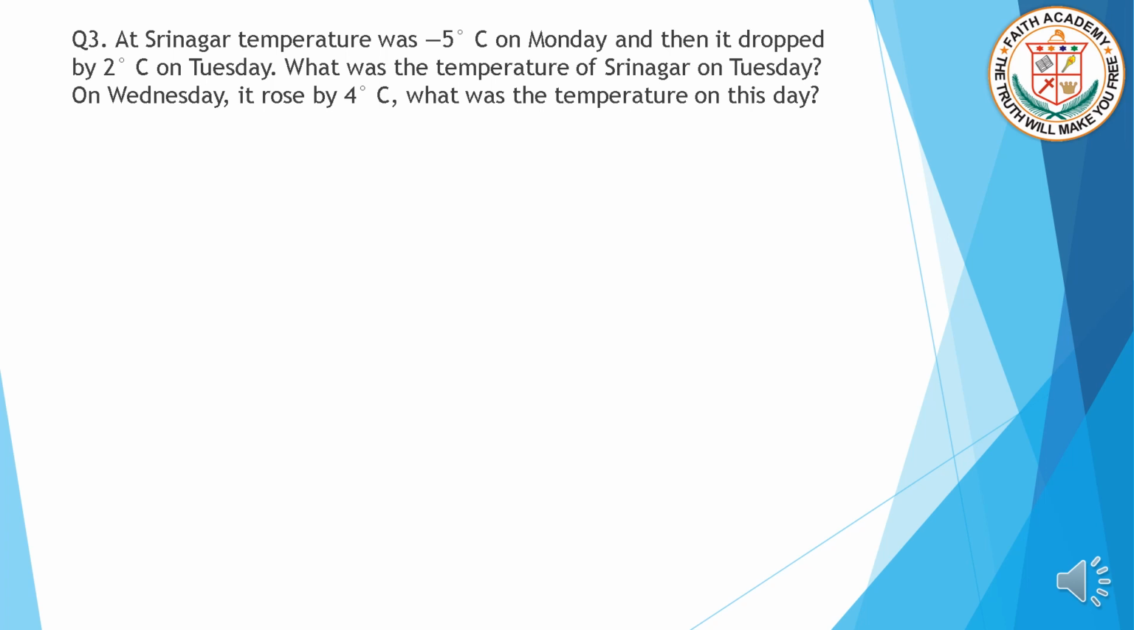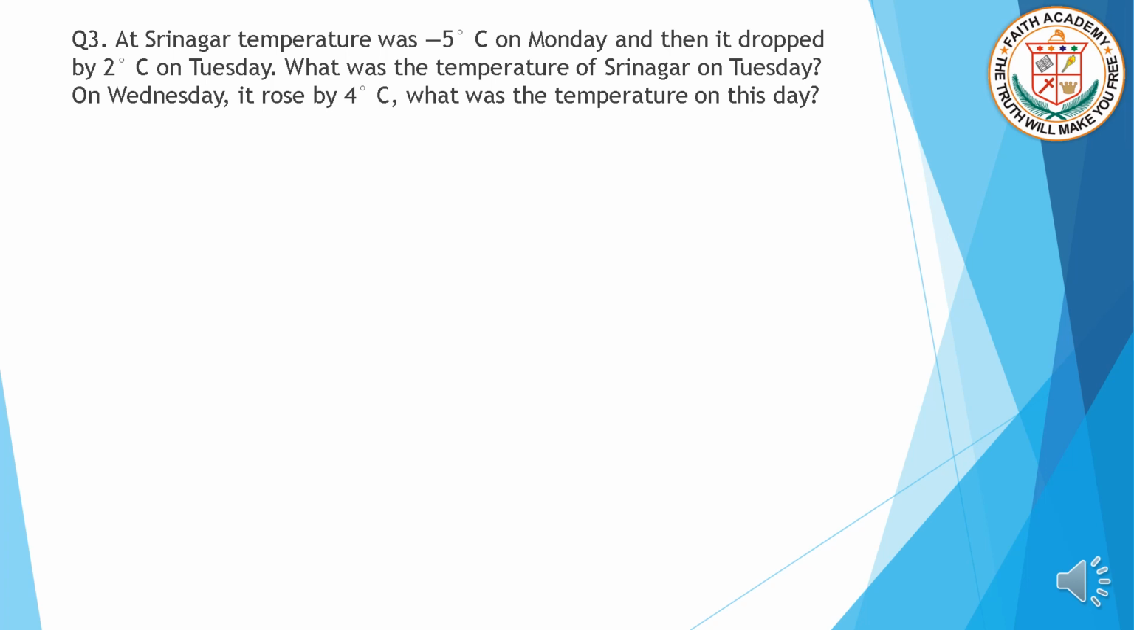Third question. At Srinagar, temperature was minus 5 degrees Celsius on Monday and then it dropped by 2 degrees Celsius on Tuesday. What was the temperature of Srinagar on Tuesday? On Wednesday, it rose by 4 degrees Celsius. What was the temperature on this day? Now children, we have to remember that drop in temperature means negative and rise in temperature means positive. And it is given that the temperature of Srinagar on Monday was minus 5 degrees Celsius.